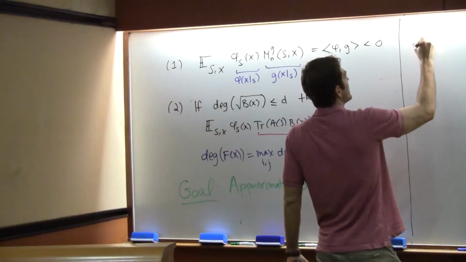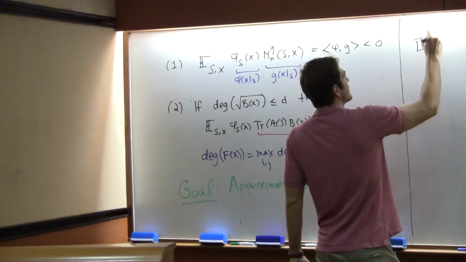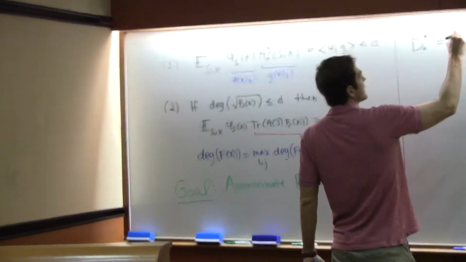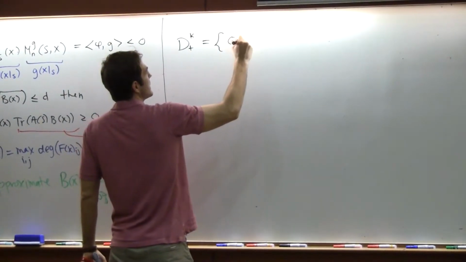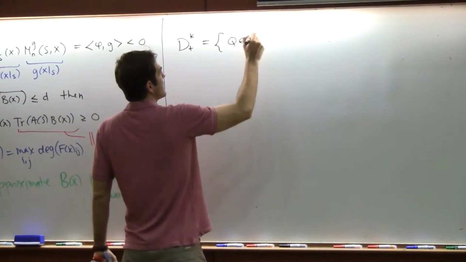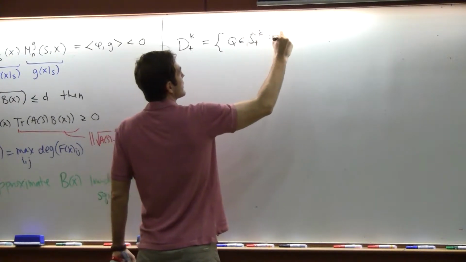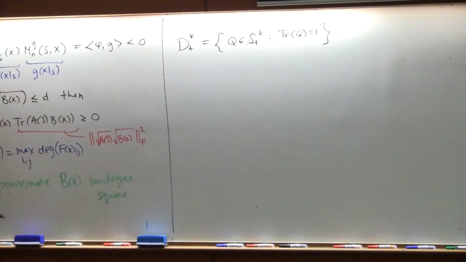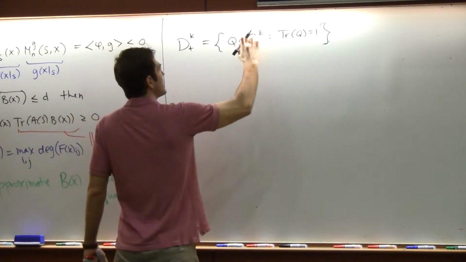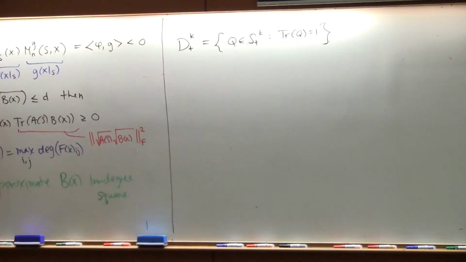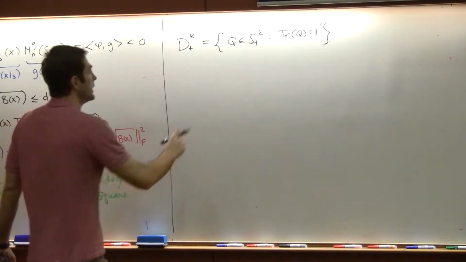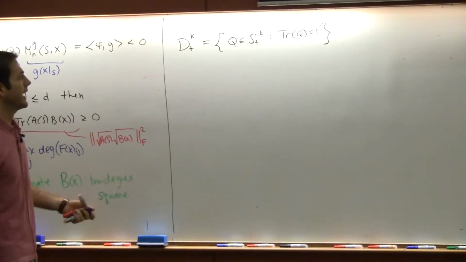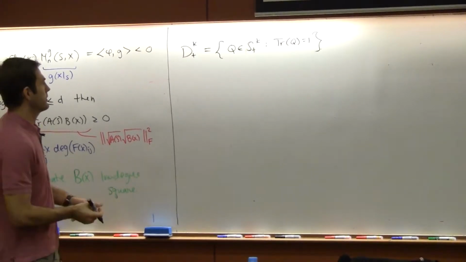So recall, let's let D plus, I'm just using this notation, it's similar to S plus, be the set of positive semi-definite matrices Q with trace 1. So those are the density matrices, the ones we can think about as quantum probability distributions. Notice that if we insist that the trace is 1, if Q is diagonal, then this is just k positive numbers that sum to 1. It is indeed a classical probability distribution.